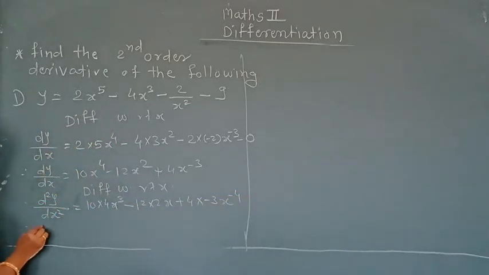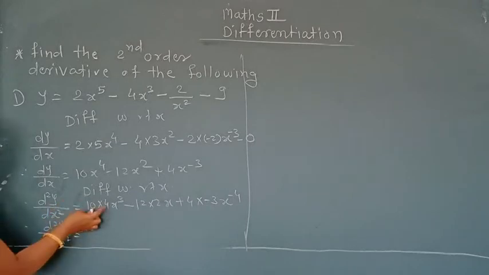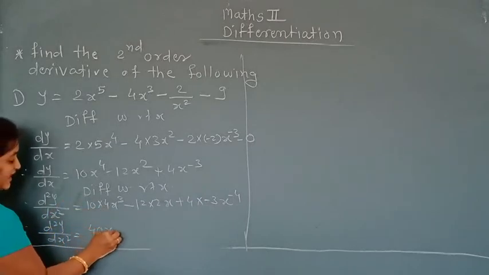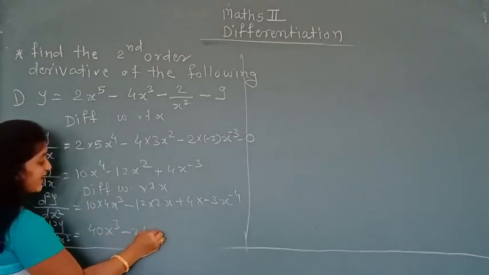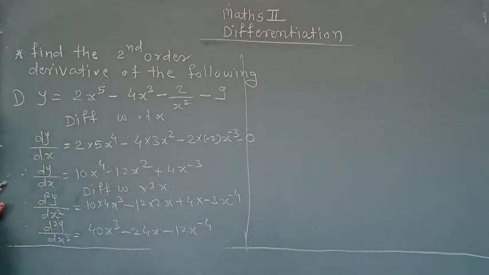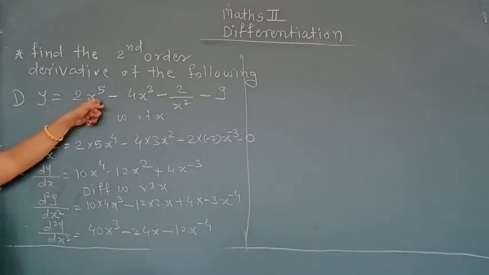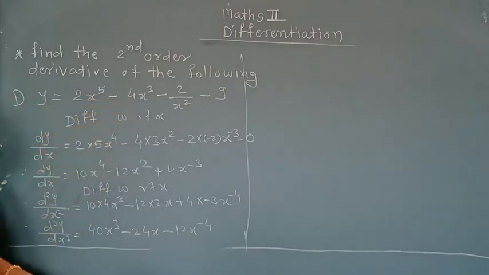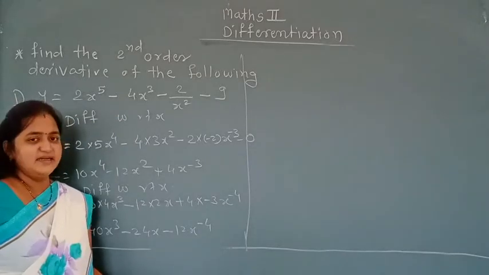So simplify, the double derivative of y with respect to x square is equal to 40 x cube minus 24x minus 12 x raised to minus 4. So this is your final answer for y is equal to 2 x raised to 5 minus 4x cube minus 2 upon x square minus 9.